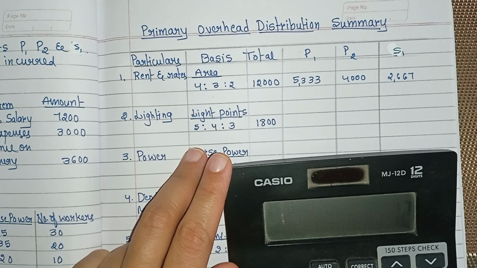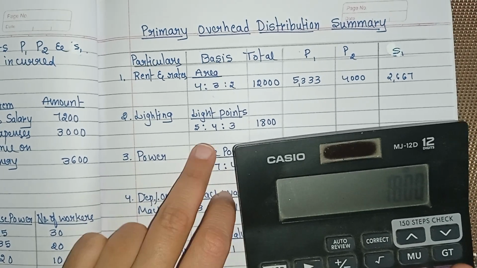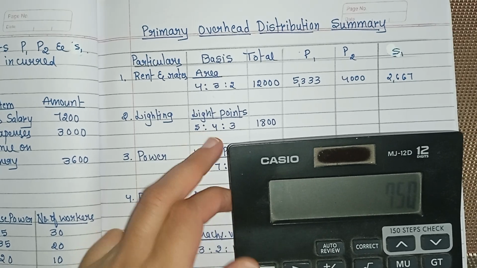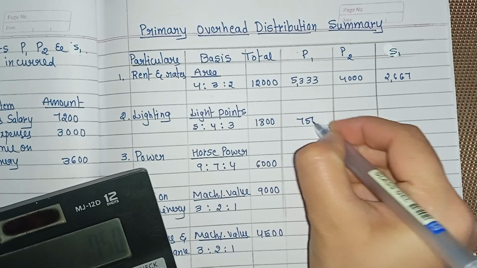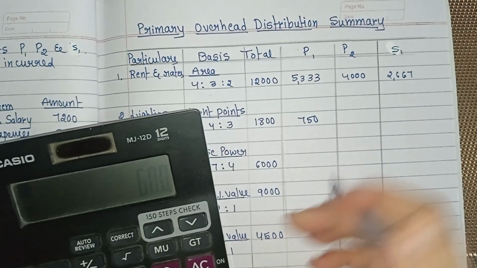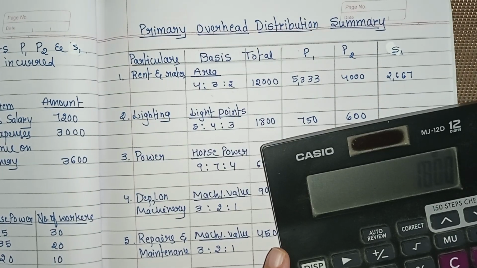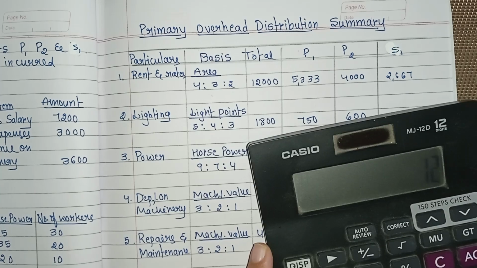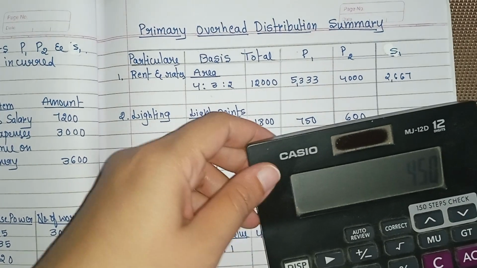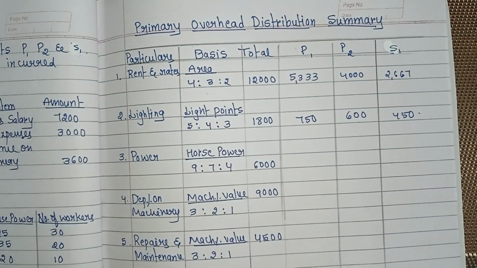5 plus 4 plus 3, how much? 12. Right. Now the total 1800 into 5 divided by 12 for P1, that is rupees 750. Now 1800 into 4 divided by 12, 600, and 1800 into 3 divided by 12, that is 450. Clear?